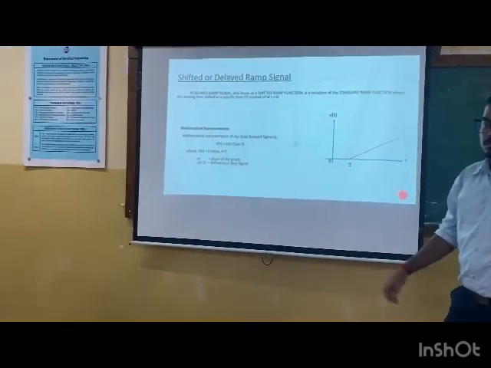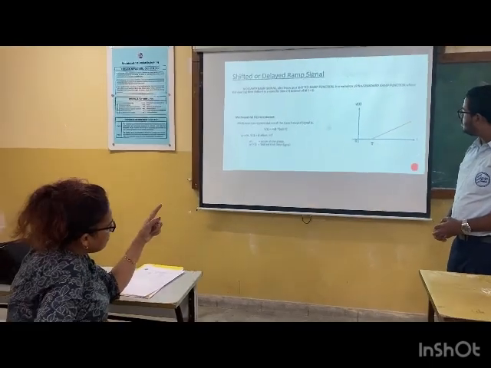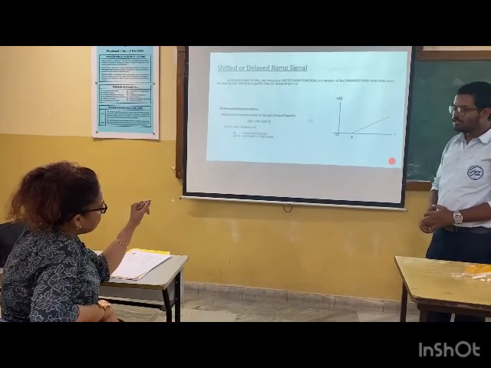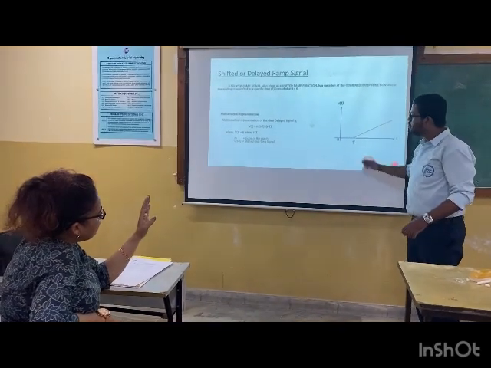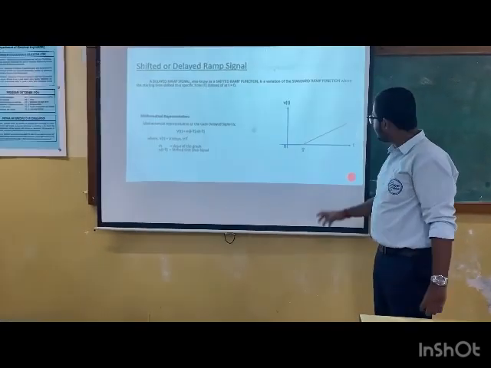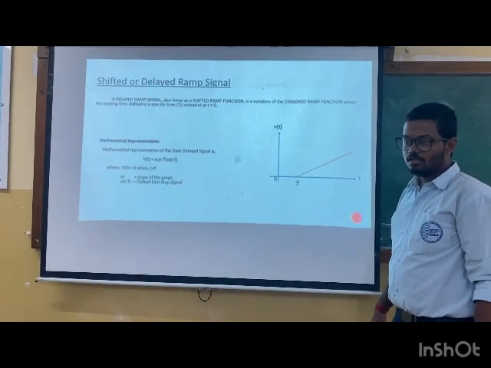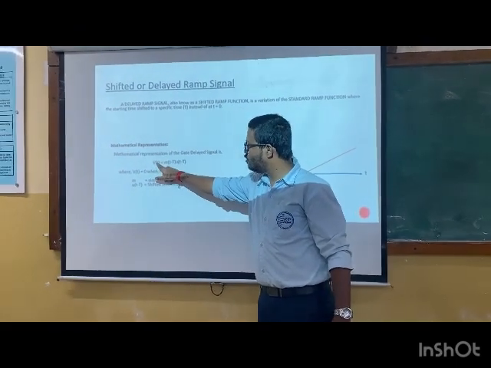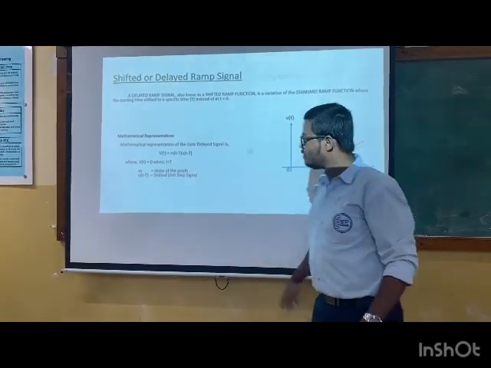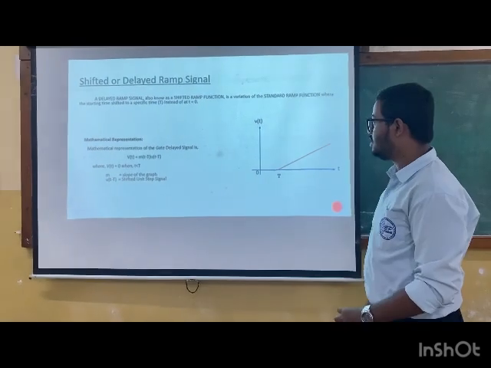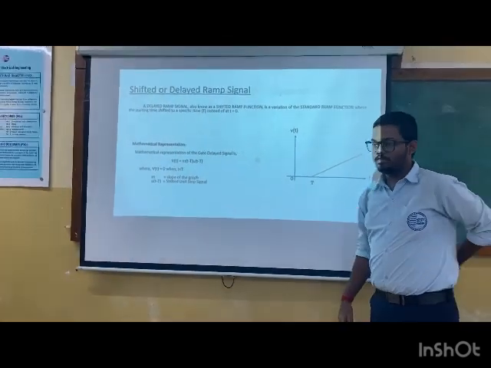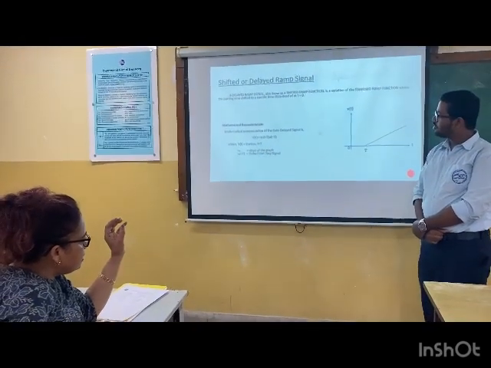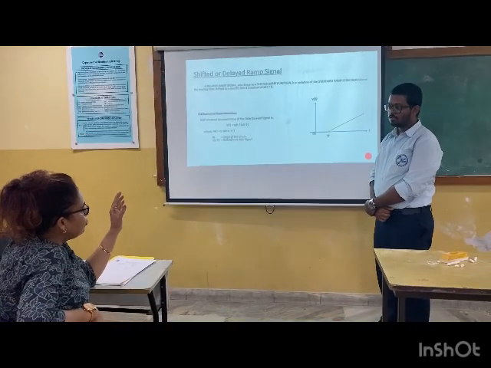Is there any necessity to write u(t minus T)? If I write (t minus T), is that sufficient, or do you have to write u(t minus T), the step function, the delay step? And you have to multiply by the slope. If you consider v(t) as y, it is y equal to mx. This is the mathematical representation. The slope is a constant value. Is there any necessity to write u(t minus T), or is (t minus T) enough?